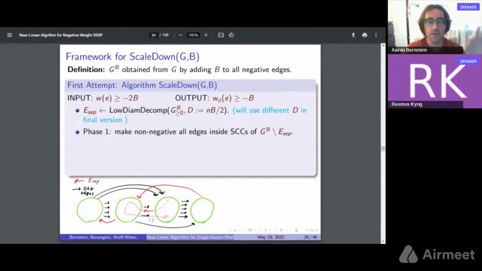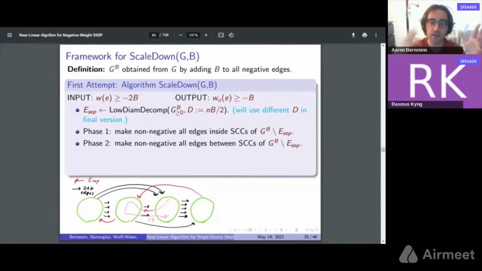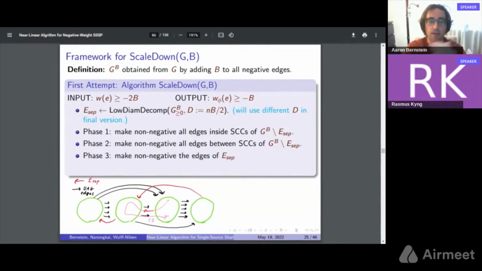And so now we have these three kinds of edges, as we said before. There are the edges inside the green SCCs. So first we're going to find a price function that makes all of these non-negative. Now we're going to apply that price function. So now we have a graph where all the edges inside components are non-negative, but the black and red edges can still be negative. In the second phase, we're going to fix the black edges, the DAG edges, and then in the third phase, we're going to fix the red edges, the separator edges. And so the point is, at the end of phase 3, all edges will be non-negative in GB. So whatever our final price function is, all the edges of GB are non-negative, and that means that all the edges in G are bigger than or equal to negative B, which is what we wanted.